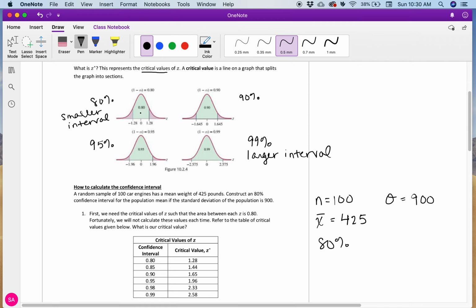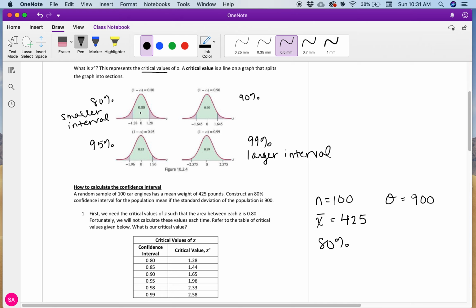So we've been working with z-tables, right? Z-tables give the area to the left of a z-value, and essentially we're kind of working backwards. They're giving us the area. We know the area is 0.8, and we have to find the z-values that correspond to that.